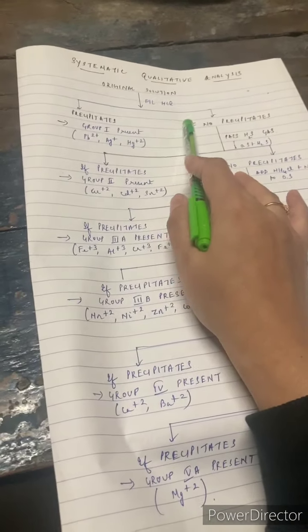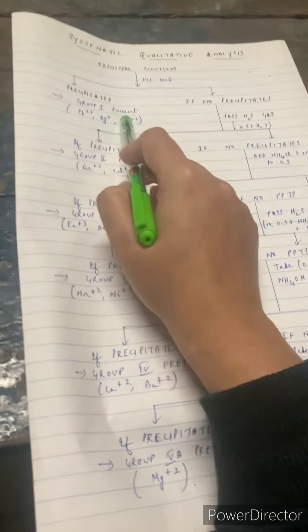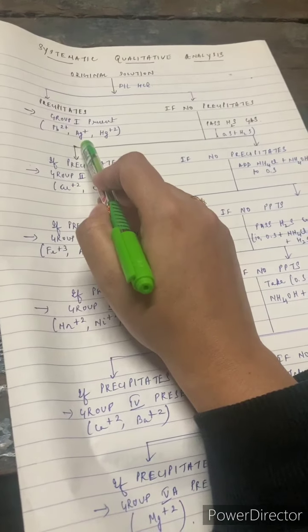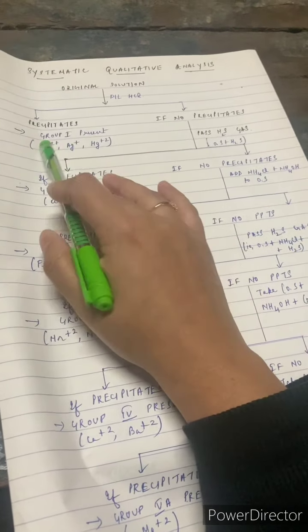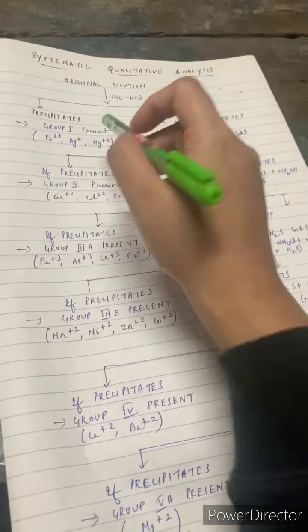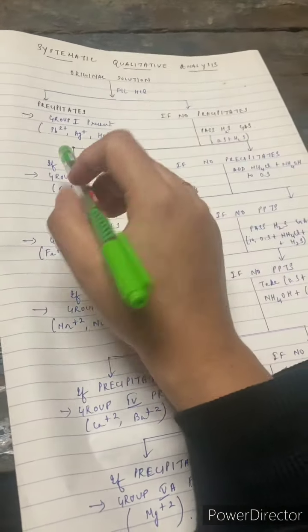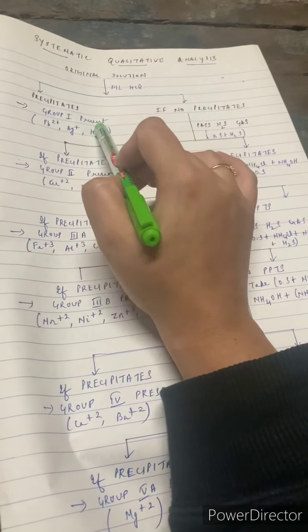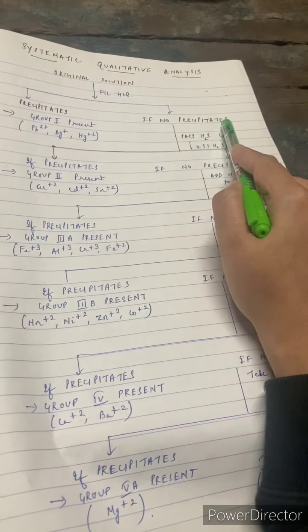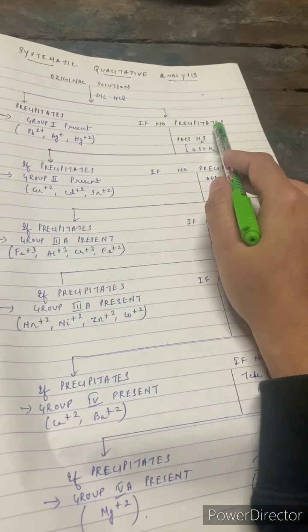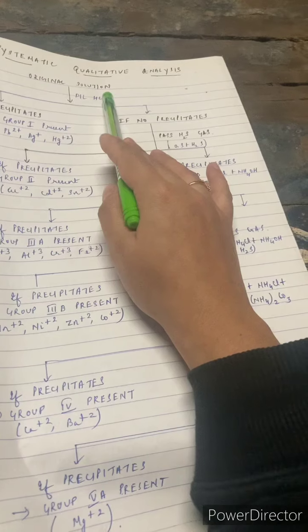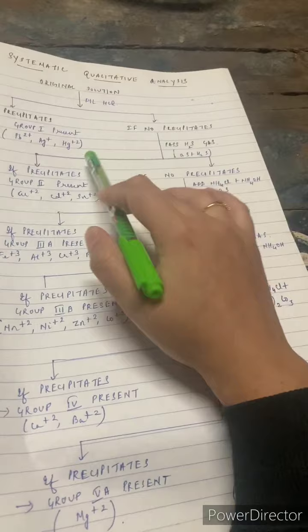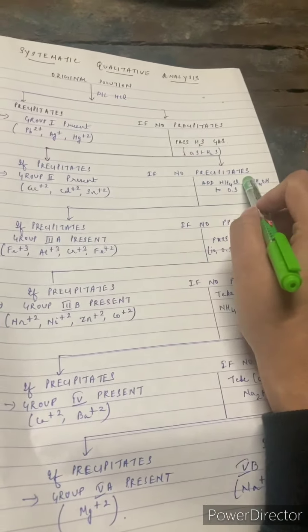If the precipitates come, I'll say that group 1 is present. The cations which are present in group 1 are lead ion, silver ion and mercury ion. We have 3 ions in group 1. So if precipitates come, I can say that either of these 3 ions are present in my original solution. If there are no precipitates, if it is crystal clear, I'll move to the next step. I will take OS plus dilute HCl plus H2S. Again, there are two possibilities: precipitates may come or may not come.